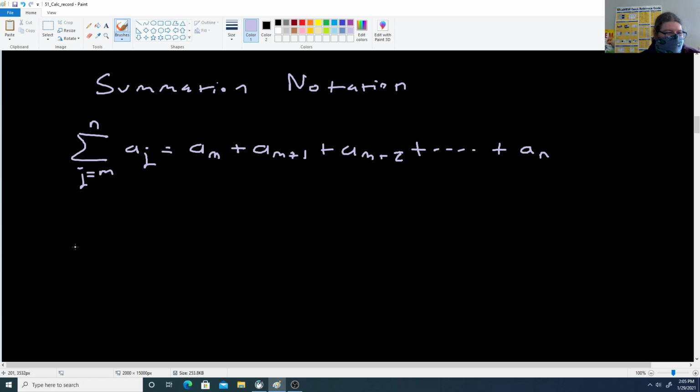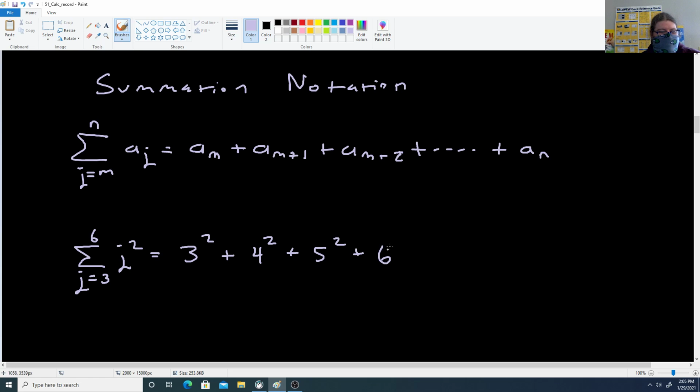So a few examples. If, say, we had the sum of j equals, let's say, 3 up to 6 of j squared, you'd start at 3, so you'd get 3 squared, plus, then j is 4, so you get 4 squared, plus, then j would be 5, then j would be 6, and since 6 is the stopping number, we stop there. So we just plug in for j each time with 3, 4, 5, and 6.